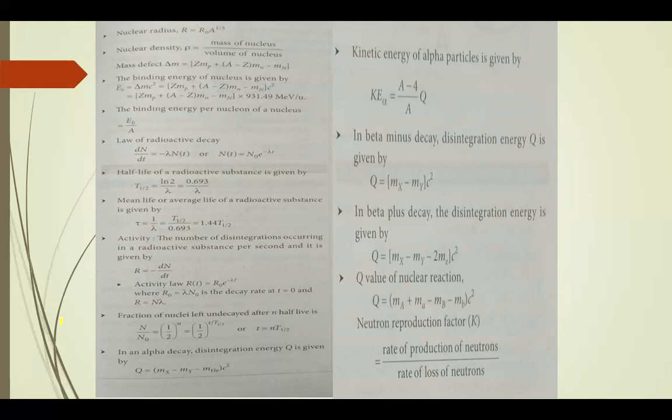So here you have to just remember what the nuclear radius is. It is given as R is equal to R naught, A to the power 1 by 3. Nuclear density is given as mass of the nucleus divided by volume of the nucleus. Then mass defect, delta M, is given as [Z M_P plus (A minus Z) M_N] minus M.